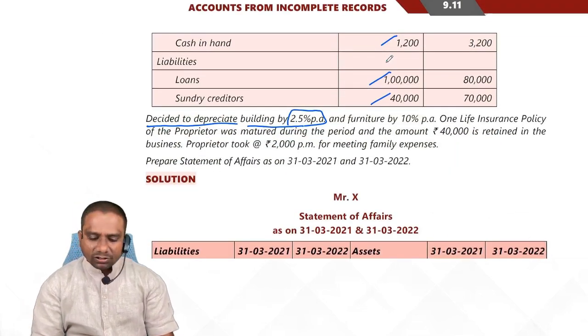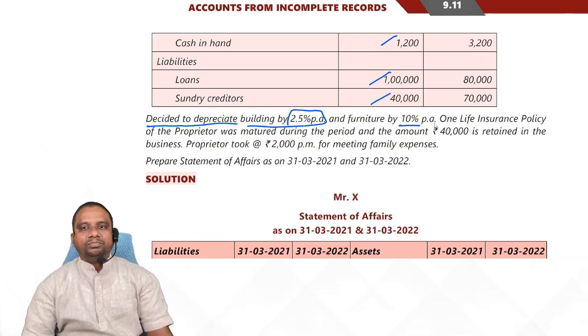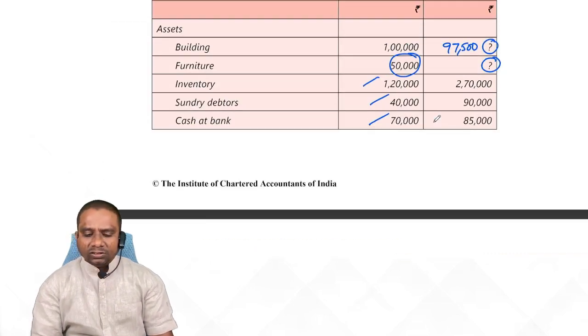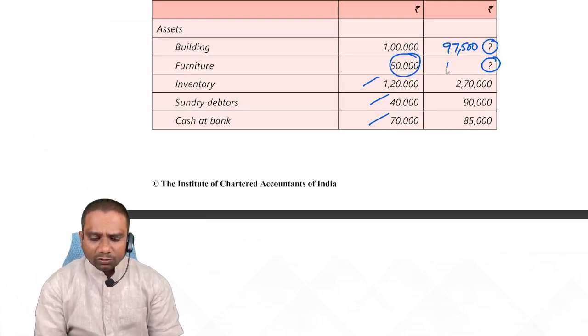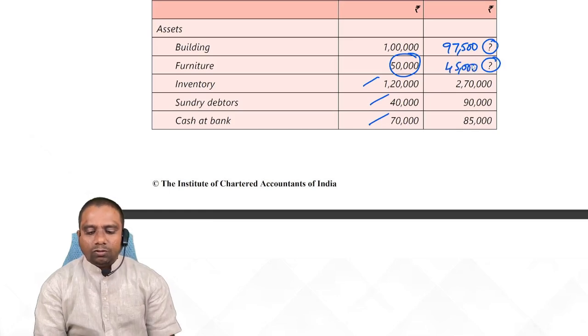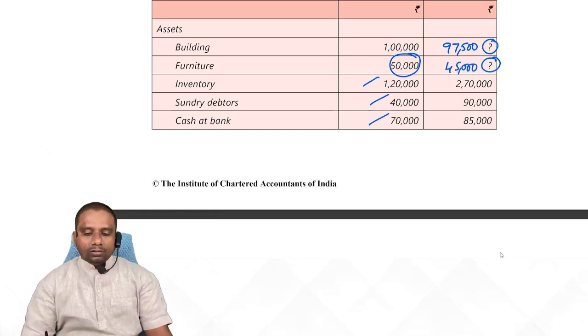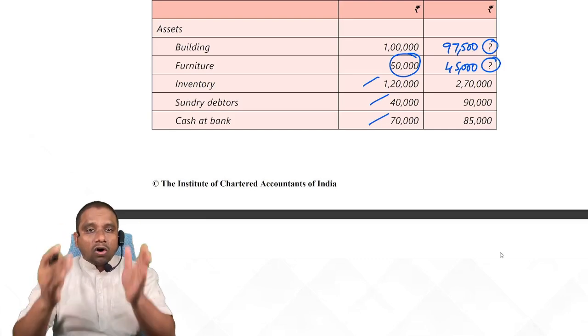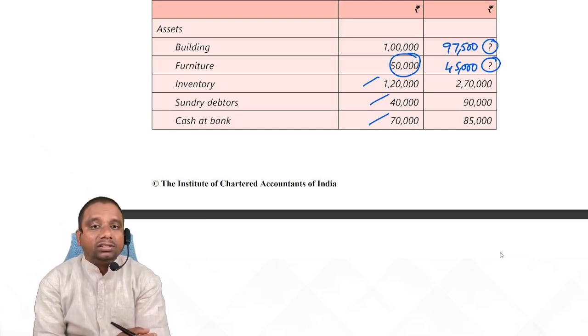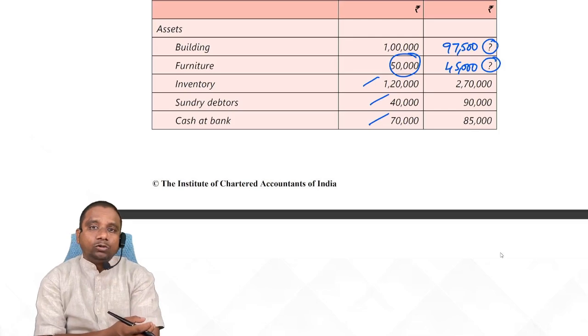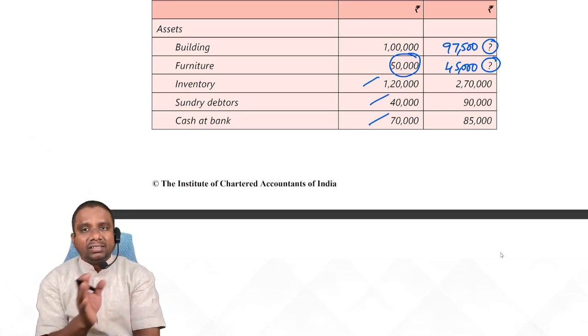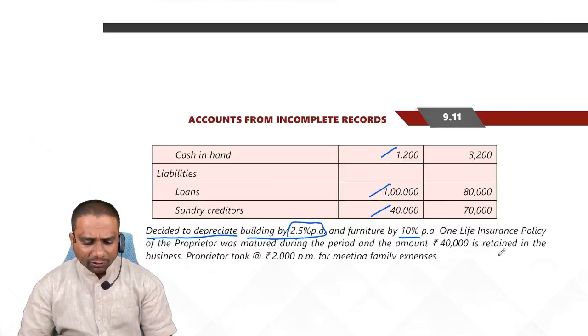Furniture we have 50,000 rupees. So what is the depreciation on furniture? 10% per annum, so simply 5,000 is the depreciation. So remaining furniture value 45,000. Now we consider all these assets and liabilities in the statement of affairs. So here we have to prepare the opening statement of affairs, and at the same time the closing statement of affairs. Look at students.